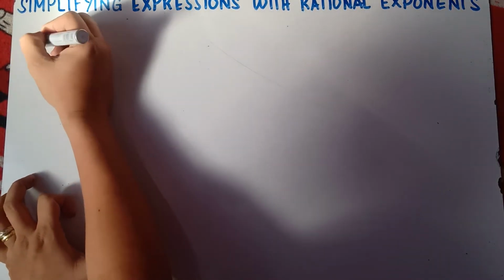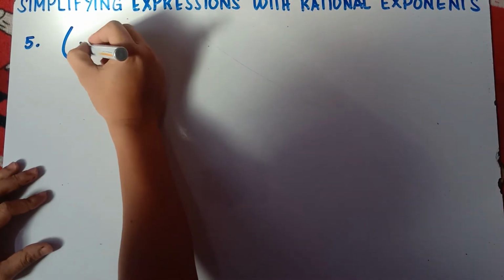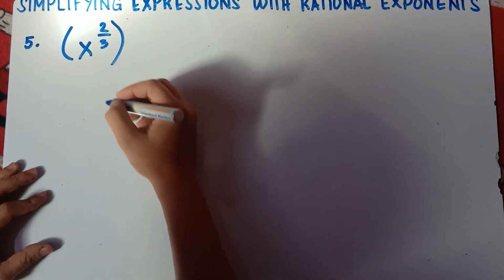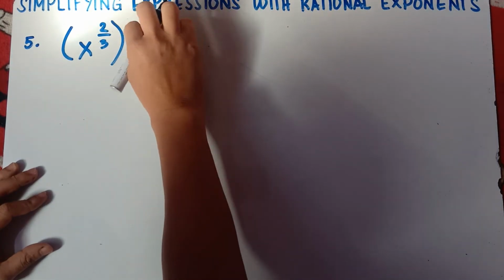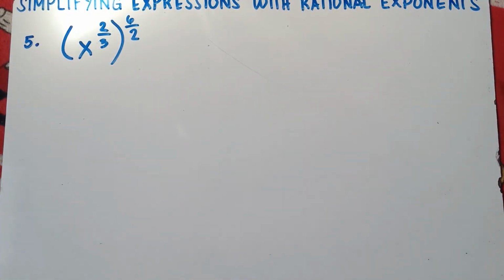Sir, what if we have a power to a power? So for example, we have the quantity x raised to the power of 2 over 3 multiplied by another exponent with a fraction. So what if we have an exponent like this?